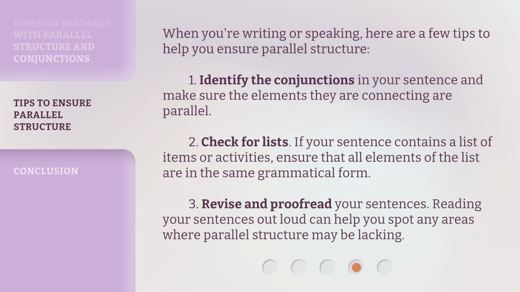When you're writing or speaking, here are a few tips to help you ensure parallel structure. 1. Identify the conjunctions in your sentence and make sure the elements they are connecting are parallel. 2. Check for lists. If your sentence contains a list of items or activities, ensure that all elements of the list are in the same grammatical form. 3. Revise and proofread your sentences. Reading your sentences out loud can help you spot any areas where parallel structure may be lacking.